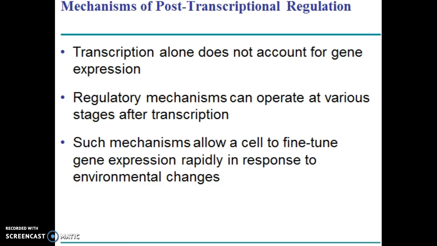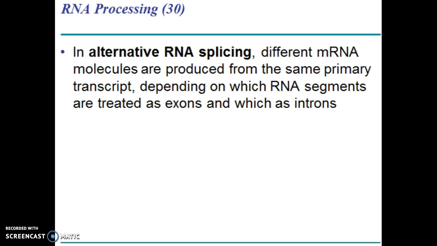So we have been looking at transcription and its regulation on expression of genes, but transcription isn't the only thing that accounts for the expression of genes. Regulatory mechanisms can operate at various stages after transcription, such as mechanisms that allow cells to fine-tune gene expressions rapidly in response to environmental changes. So this would be outside factors that might influence what genes need to be expressed at a given point in a given cell. One such mechanism would be alternative RNA splicing. So what is alternative RNA splicing?